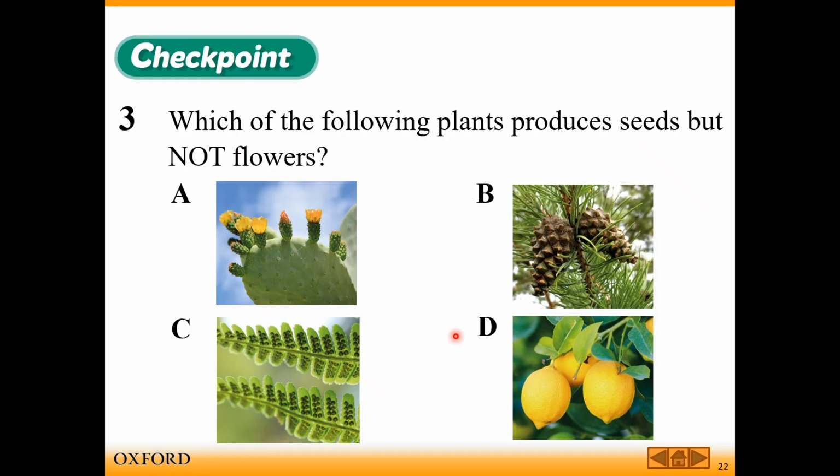So it's a basic checkpoint. Which of the following plants produce seeds but not flowers? A, B, C, or D? So this is a cone, right?